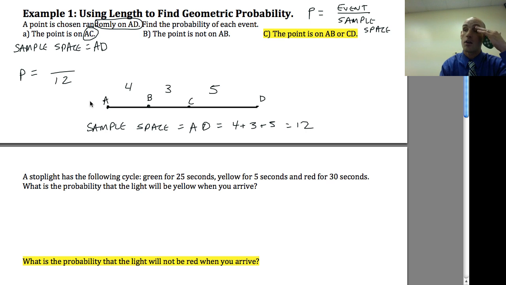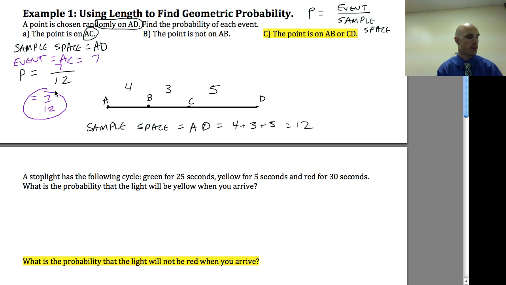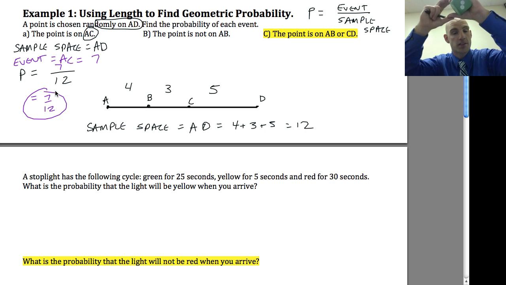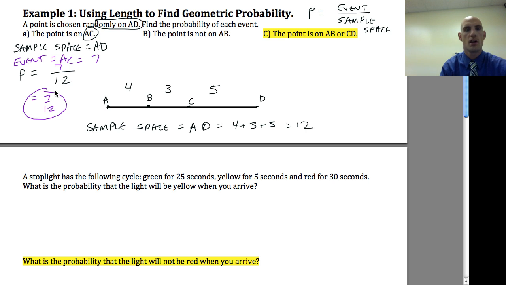Well, what is my event in this case? In this case, my event equals AC, which is equal to 7. So my probability is 7 over 12. That gives me my probability. All right? So that's what I want to do, is I want to take the probability that I get what I want and put it over my total number of events.